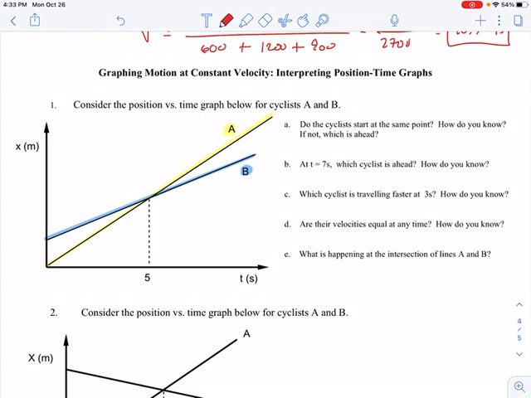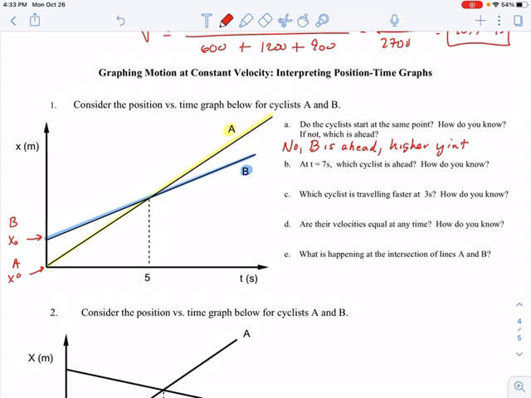So, do the cyclists start at the same point? No. Okay, so their initial position is, oops, I just mixed those up. Oh my goodness. This is why it's good to label. Their initial position is given by their y-intercept. So B is ahead. It has a higher y-intercept.